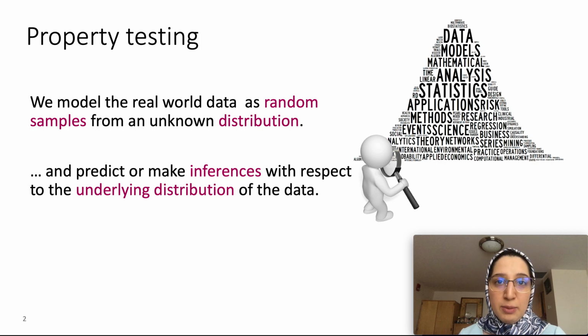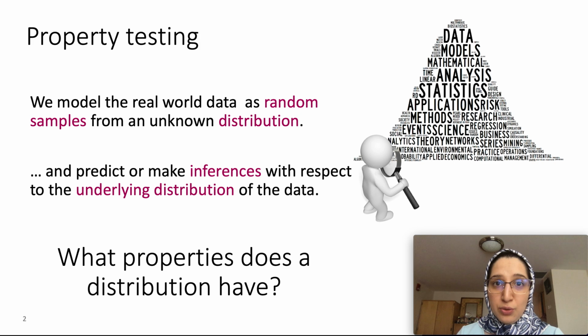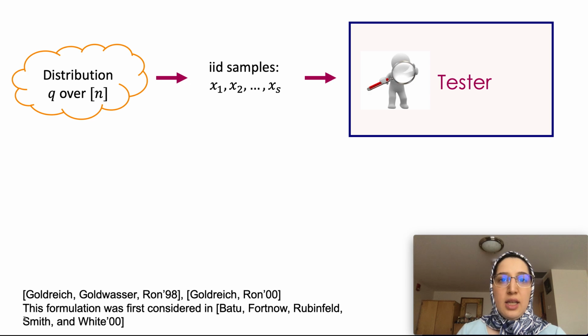The question that I'm interested in is understanding the properties of the underlying distribution via its sample. And property testing is essentially a framework which allows us to study this problem. To precisely define what this framework is, suppose we have an unknown distribution.